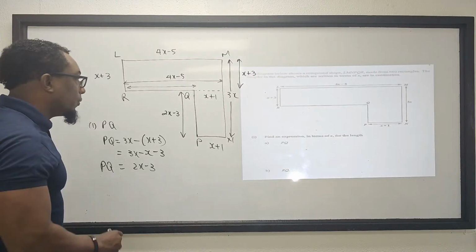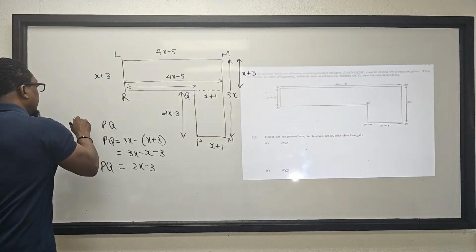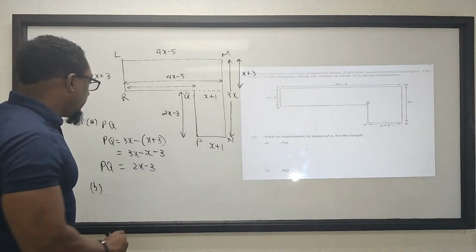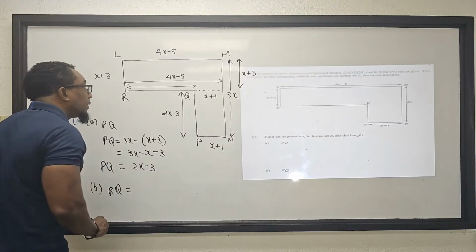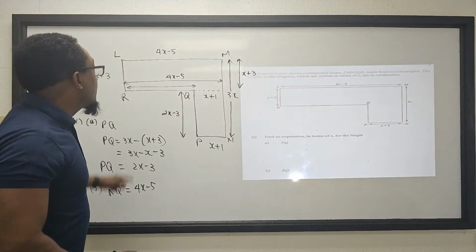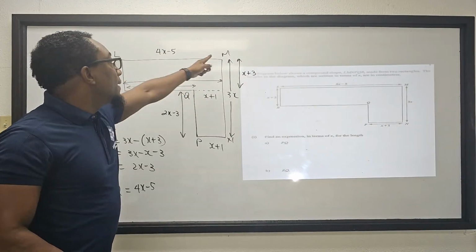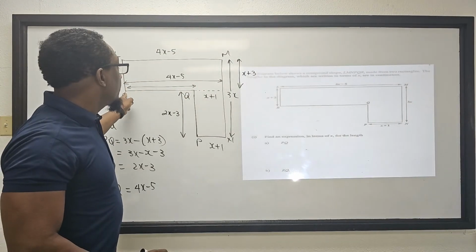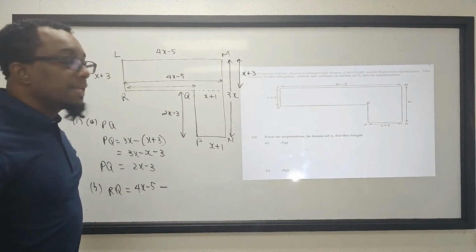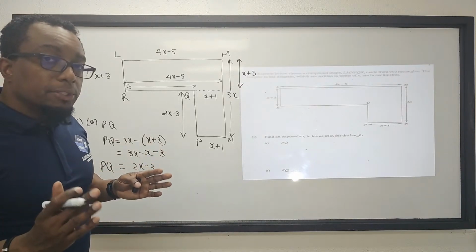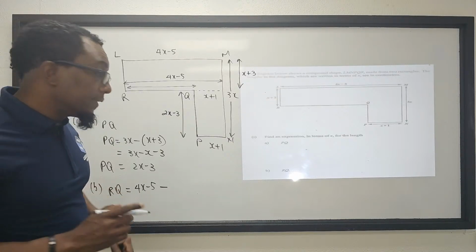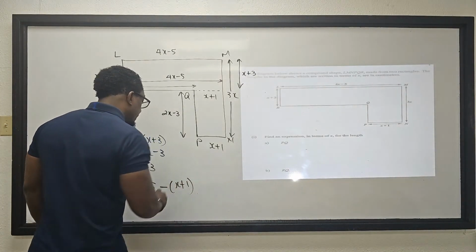So therefore, this was part A, and now part B. RQ will be equal to 4x subtract 5. That's the length LM, right? Remember it's a rectangle, so the length from here to here will also be 4x subtract 5. I'm going to subtract from that x plus 1, but because we have an expression with two or more terms, we must place that expression in brackets. Remember that. So this will be x plus 1 in brackets.